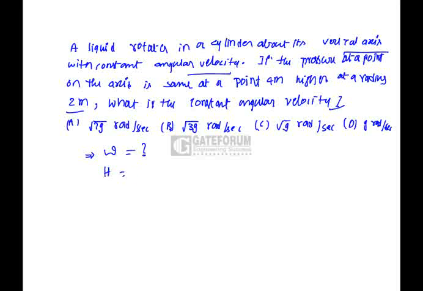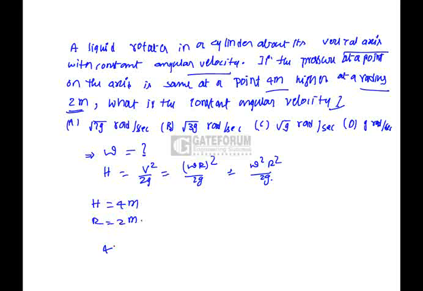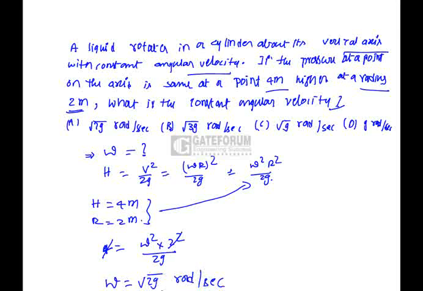So we know the head is constant: v square by 2g, that is equal to omega r whole square by 2g, omega square r square by 2g. From the question, same at a point 4 meters higher at a radius of 2 meters, H is equal to 4 meters and r is equal to 2 meters. Substituting these values, 4 is equal to omega square, r square is 2 square by 2g. 4 cancels, omega is equal to root 2g radians per second. So option A is correct.